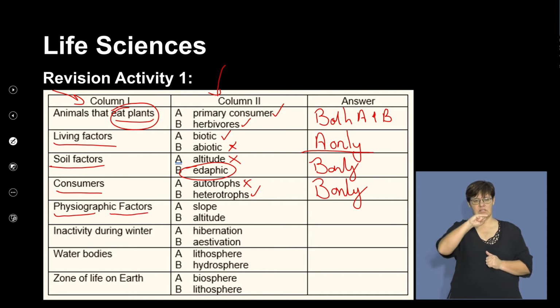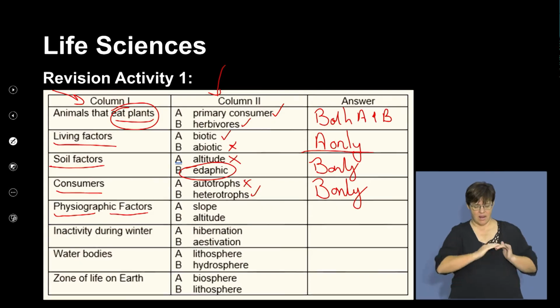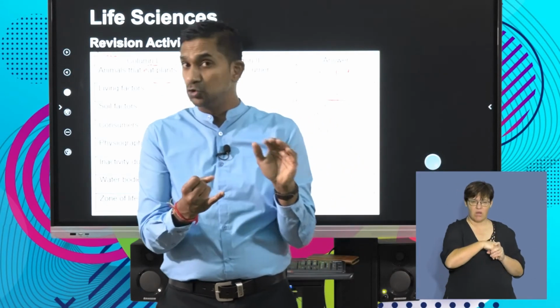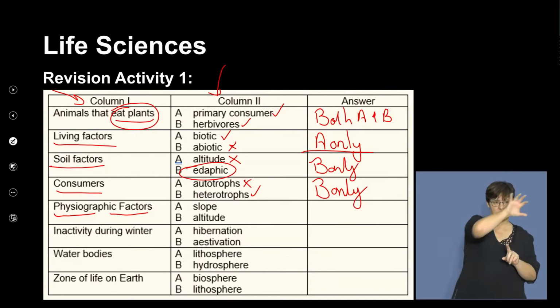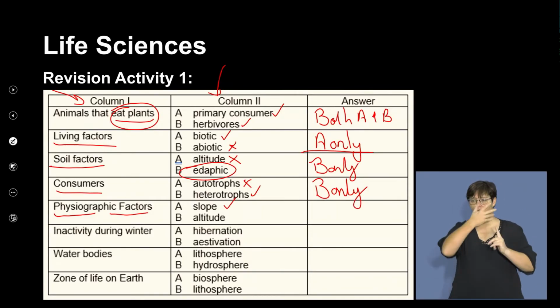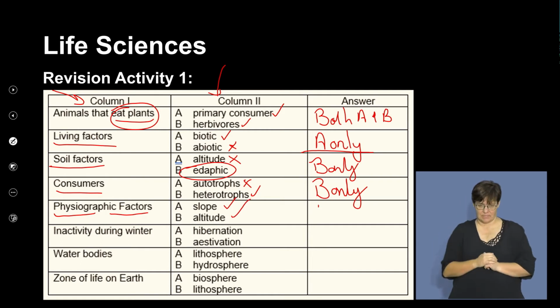Physiographic factors, and I often help myself by reminding myself that the physiographic factors are the lay of the land. So this includes slope, altitude, and aspect. Let's see which of these are correct. As I mentioned, slope is correct, altitude is correct. So it's both A and B that are correct in this case.